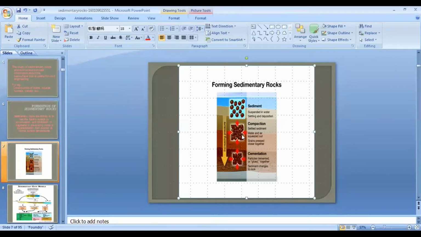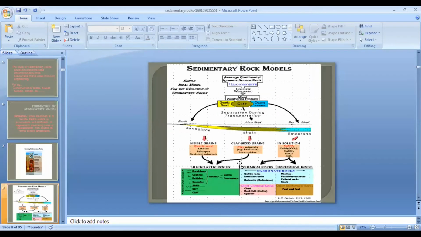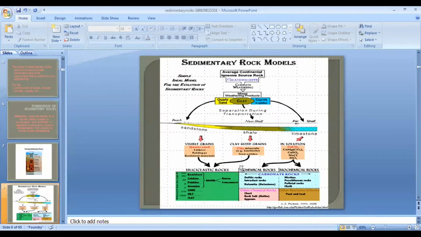So this is how a normal sedimentary rock forms. You have deposition in the sea, and then successive layers go to the deeper part, where compaction comes in, and that compaction is later followed by cementation, and after that it is formed into a rock. Okay, so let's see the model that we have.